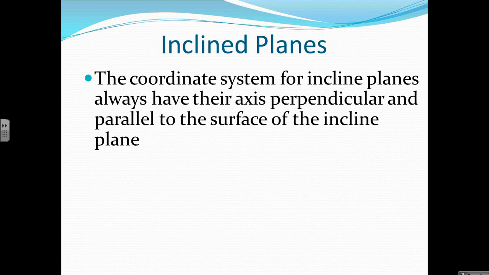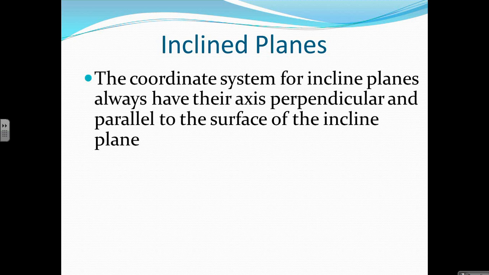In the perpendicular direction, the net force is always going to be zero. So whatever forces are pushing into the hill will be matched by a normal force pushing out of the hill, and these have to be equal, because otherwise the object would either leave the hill or dig into the hill. Either scenario would not make this an inclined plane problem. So we always have a perpendicular condition that has a zero net force.